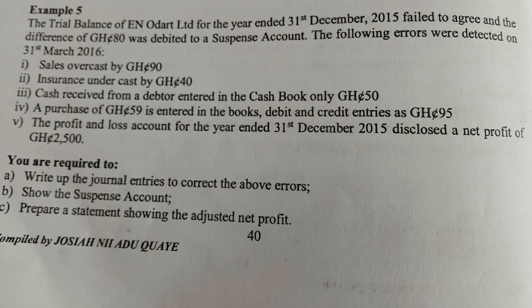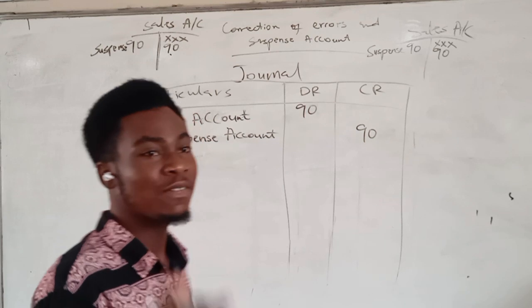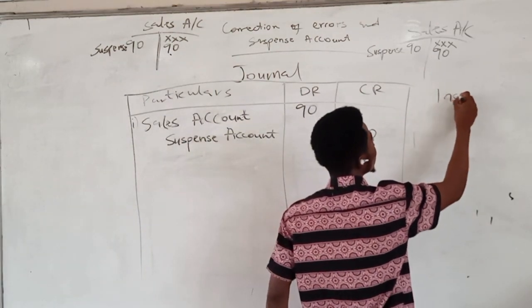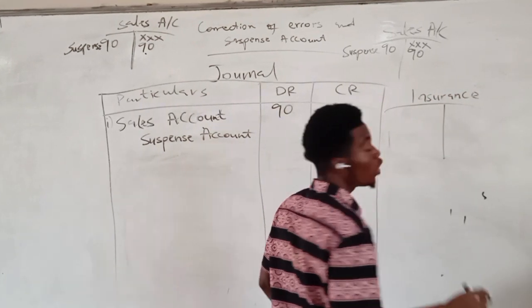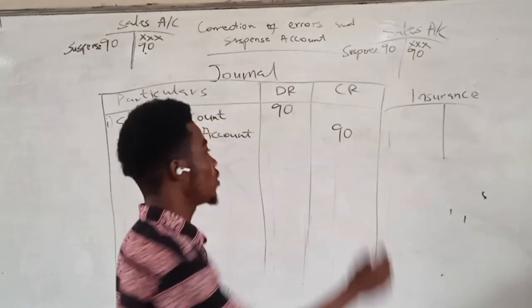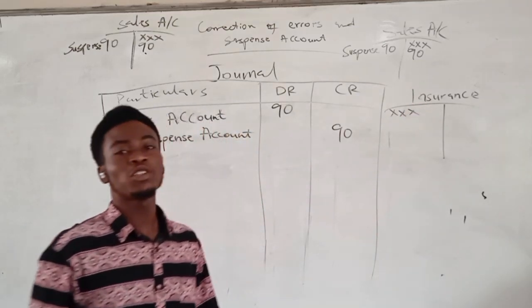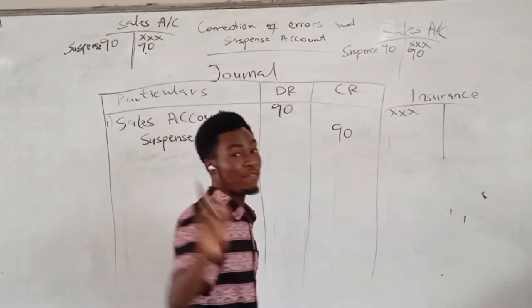Now look at the second question. It says, insurance undercast by 40. Okay, so insurance undercast. Let's first look at the transaction first. So insurance. You all know that insurance is an expense and it has a debit balance, right? So debit balance. So if insurance is undercast, meaning this place is undercasted by 40.